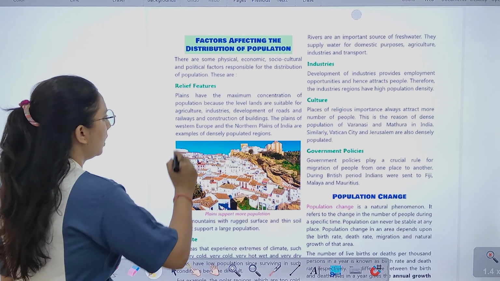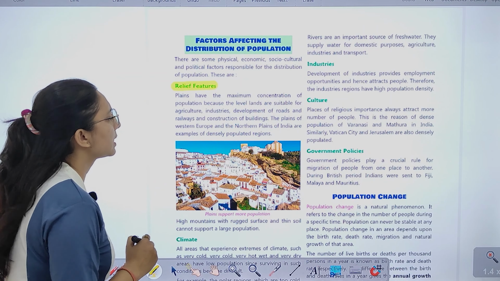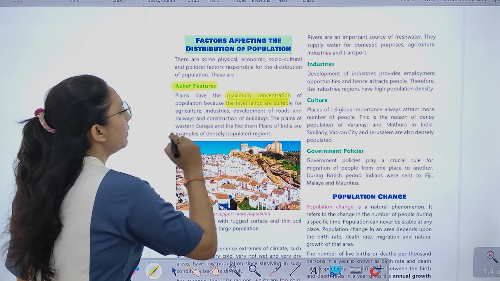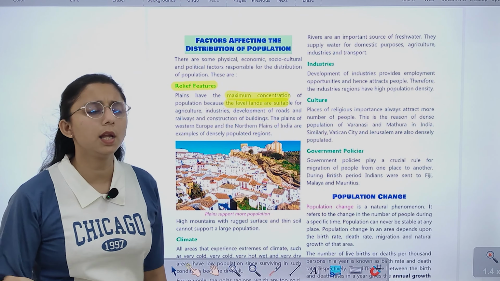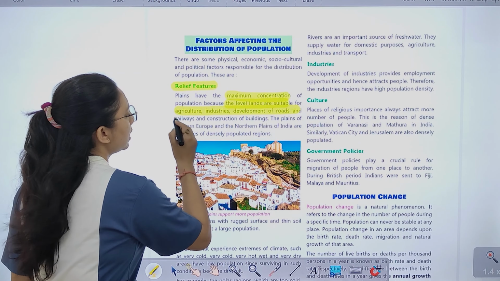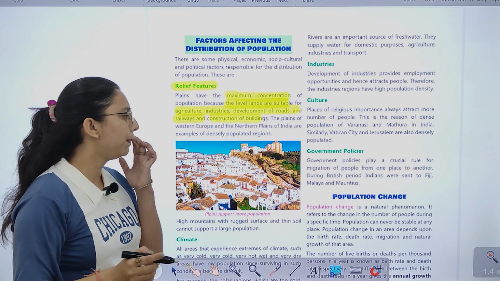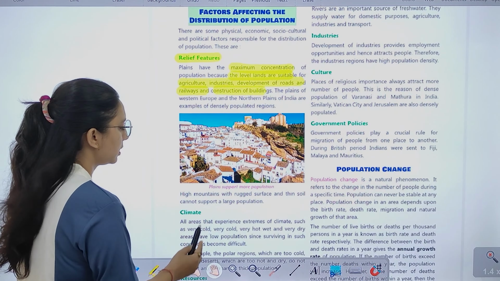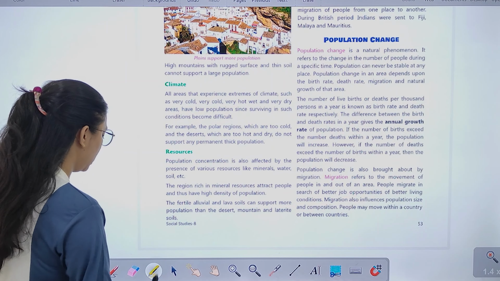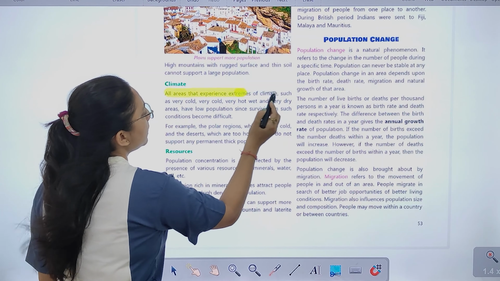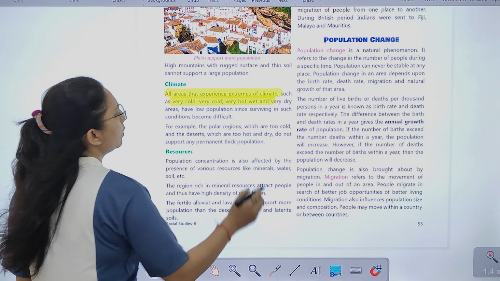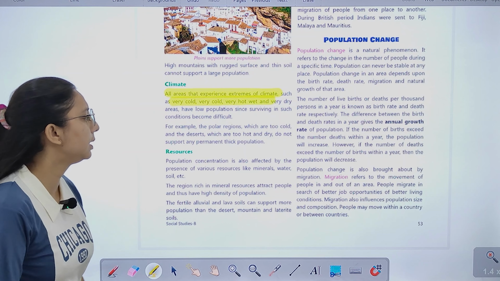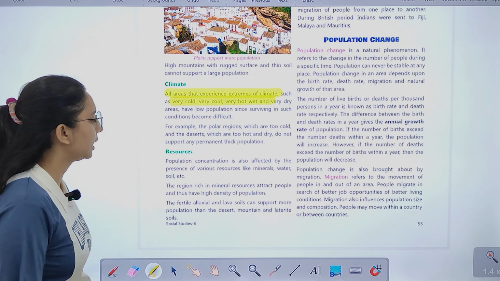First is relief feature. If we talk about relief feature, the maximum concentration is on level land, which is suitable for agriculture, industries, development of roads and railways, and construction of buildings. The plains of Western Europe and the northern plains of India are examples of densely populated regions. If we talk about climate, areas with extreme climate, like very cold, very hot, wet, dry, are all different climatic conditions.